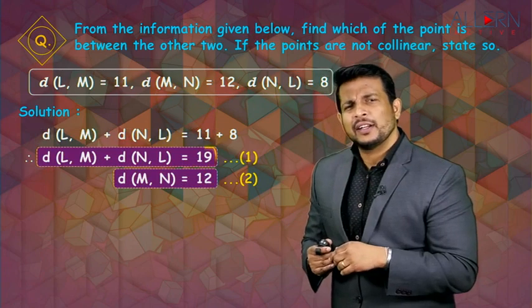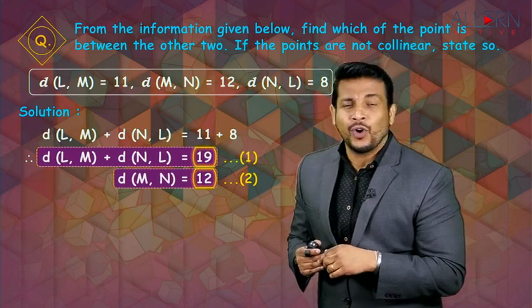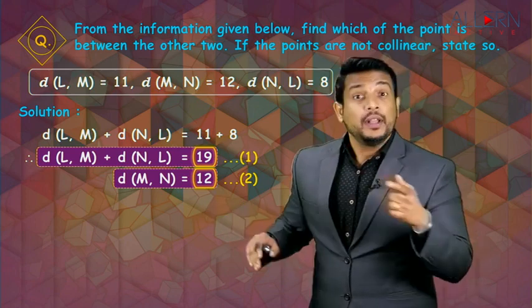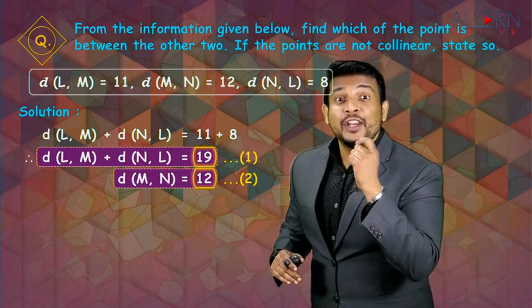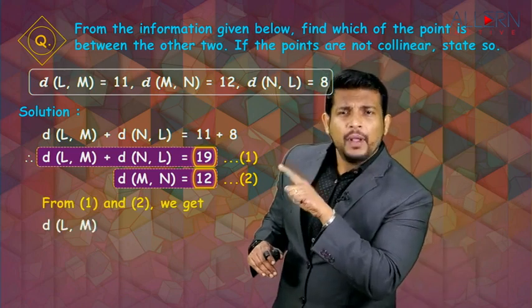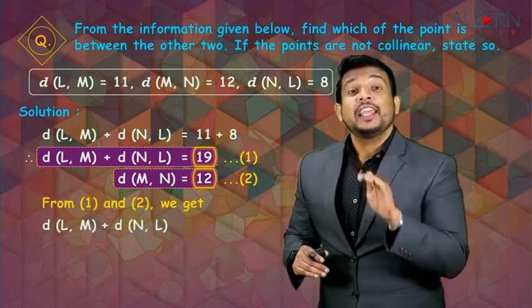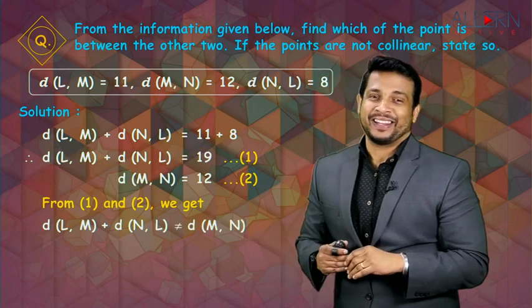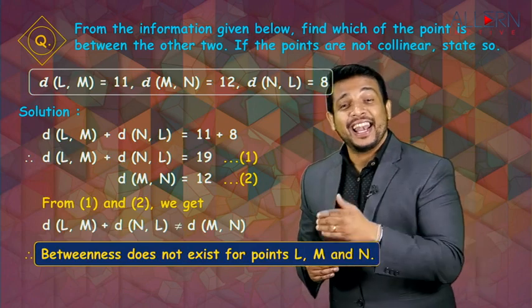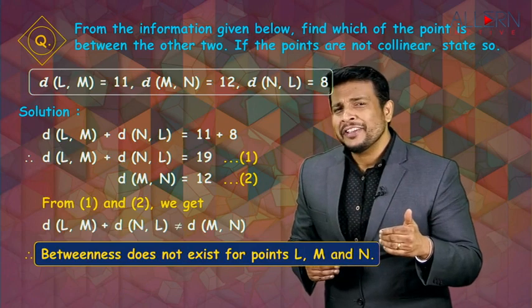Observe both the results. Are the values equal? No. That means there is no collinearity. There is no betweenness between them. But we need to state there, we need to say that from 1 and 2, distance between L and M plus distance between N and L is not equal to distance between M and N. That means we say that there is no betweenness between these 3 points L, M and N. Was that easy? Very easy, right?